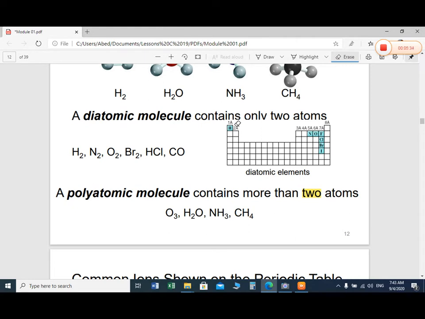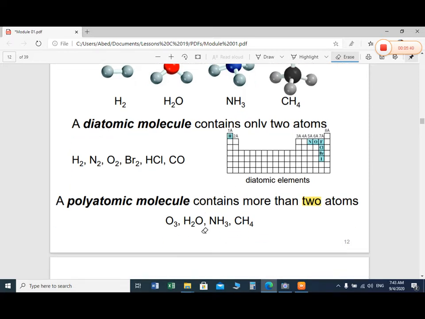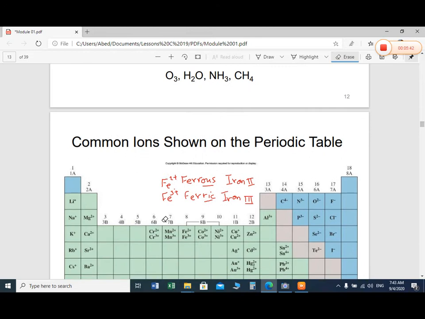Ammonia, already shown to you here, and methane is also already shown to you here. These are examples of polyatomic molecules. These are just examples for your information.